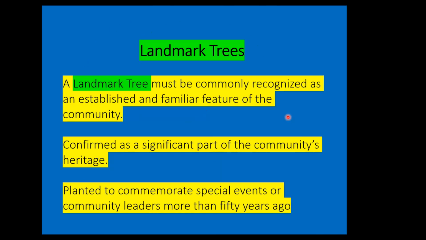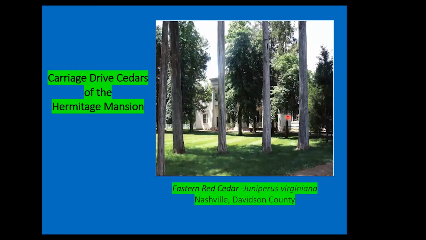Now I'm just going to have some fun here for the last 5 or 10 minutes. Talk about some of the trees that we see around Tennessee. Well, these are Tennessee trees. There are different categories: historic trees, landmark trees, and different trees like that. A landmark tree must be recognized as an established and familiar tree of a community. So it might have been planted to commemorate a special event or community leader, but it has to be more than 50 years ago that that happened.